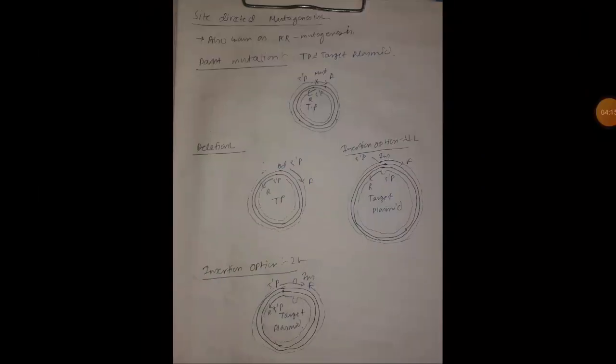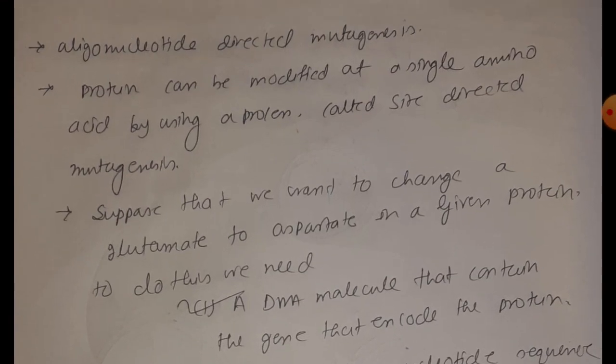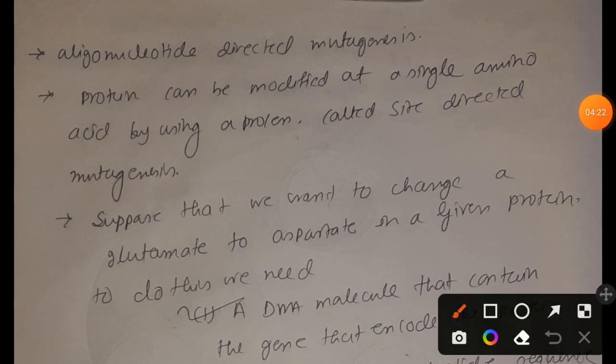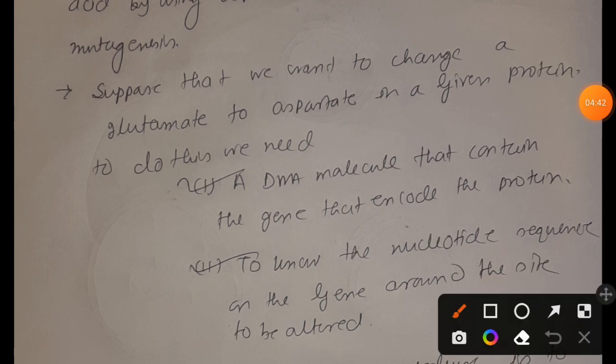Now let's move to the first one, that is how we can incorporate a point mutation. Site directed mutagenesis is also known as oligonucleotide directed mutagenesis. Here we are modifying a protein at a single amino acid by using a process called site directed mutagenesis. As we have discussed it in detail earlier, we are going to discuss it diagrammatically in a very brief manner.